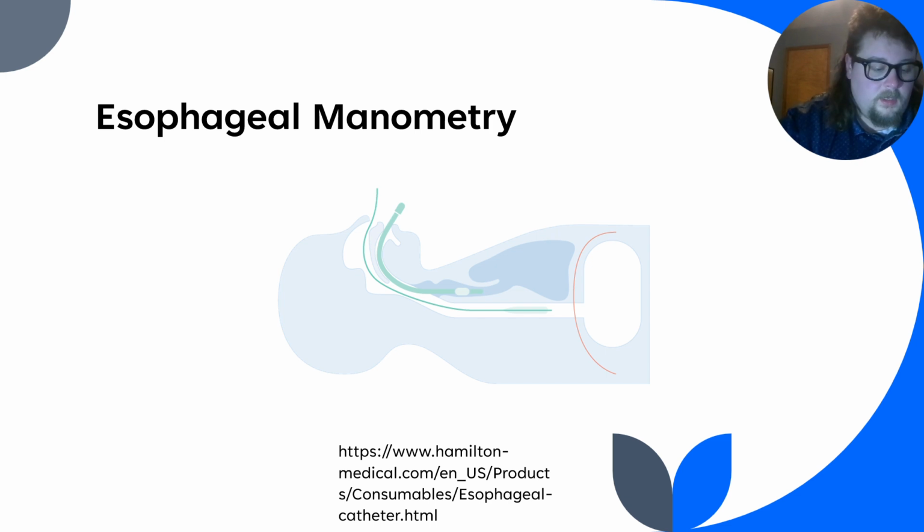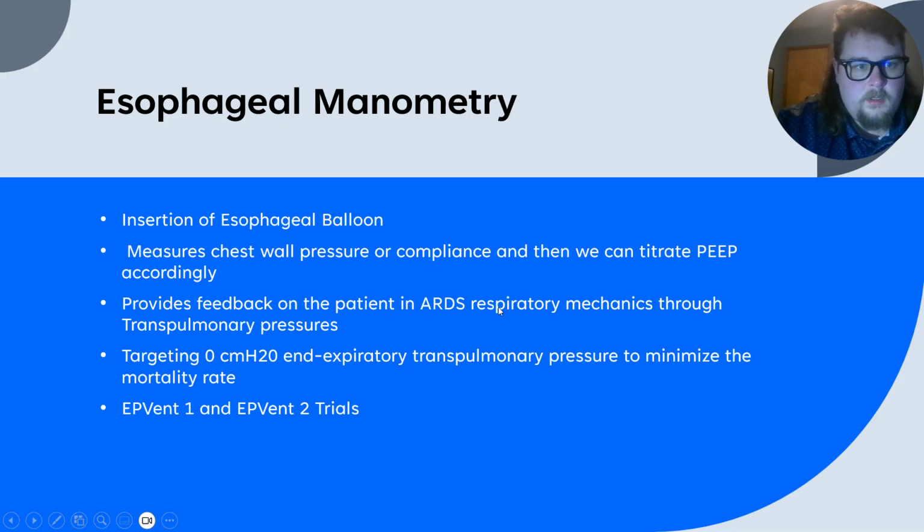Another useful tool that we can use is esophageal manometry. This is the application or insertion of the esophageal balloon down into the patient's esophagus. This is also to track or measure the patient's respiratory mechanics through pulmonary pressures, transpulmonary pressures. So you see here's our breathing tube, it goes into our lungs, and then here is our esophageal balloon inserted into the esophagus, because this is our stomach, here's our diaphragm, and our lungs. And as the lungs fill and exhale, it applies pressure onto the chest wall and onto the esophagus. That's where we get our measurements.